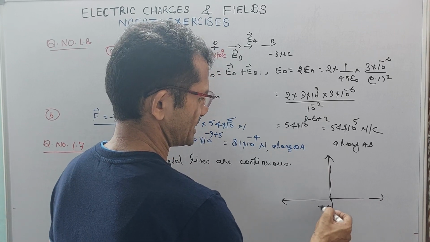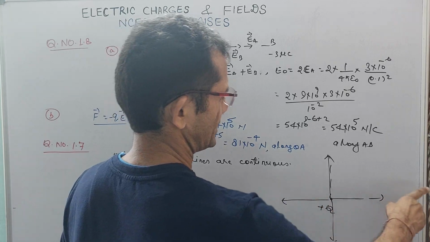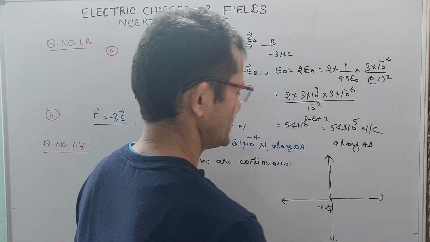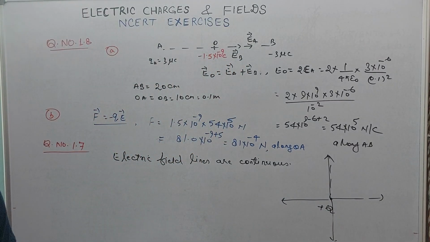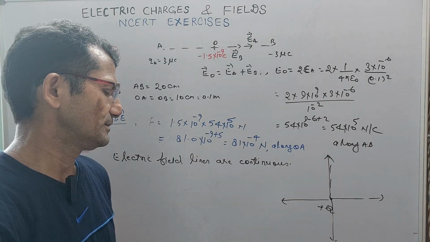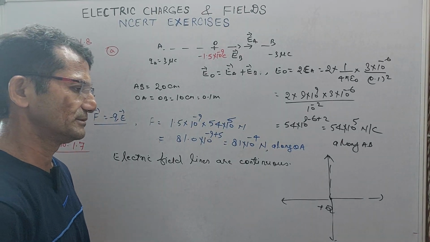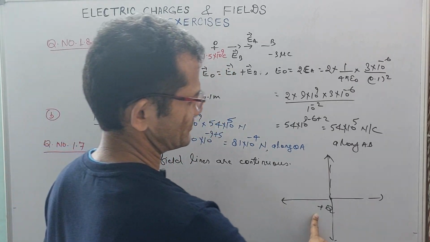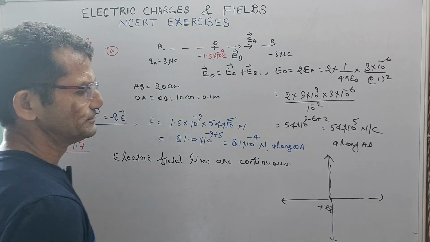Infinitely many lines will originate from the point O, and they will end at infinity. There is no breaking point. The lines will be continuous, since these lines are not real lines, they are imaginary lines. We use them to express the field and the direction of the field. Since this is a positive charge, the electric field lines start from here, from the origin, and end at infinity.